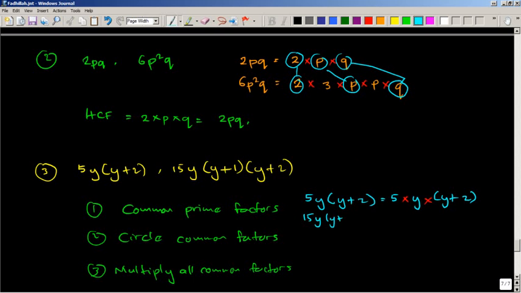And then 15y(y plus 1)(y plus 2). Okay, what are the factors? Can you tell me one? The prime factors of 15y. Give me the prime factor of 15 first. What are the prime factors of 15? Fadhilah, what are the prime factors of 15? 3 times 5. Okay, good. 3 times 5.